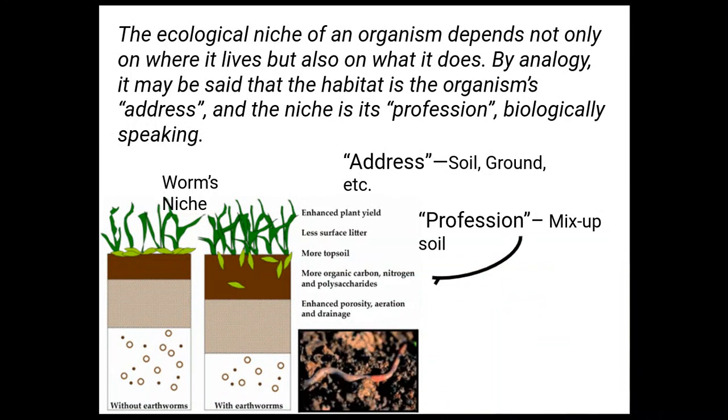The ecological niche of an organism depends not only on where it lives, but also what it does. So by analogy, it may be said that if a habitat is an organism's address, then the niche is its profession. So if we're looking here at the worm's niche, the address is the soil, the ground, etc. But the profession, what it does to help the environment and the ecosystem, is it mixes up the soil, it mixes up the nutrients, it helps out.